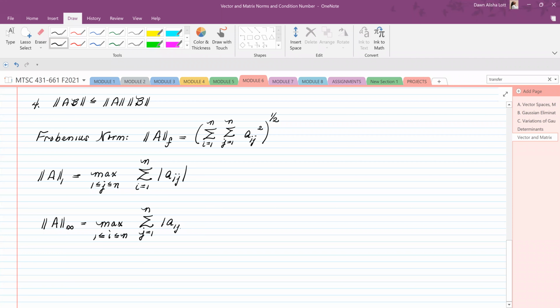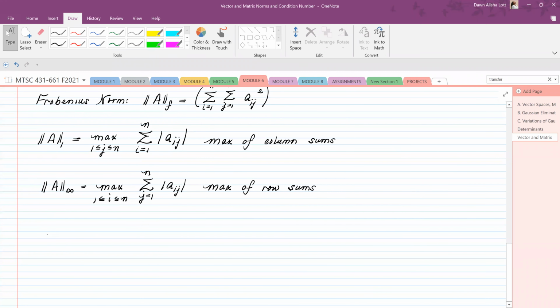Now I'm going to tell you, trying to remember all these things is crazy. The way I remember that the one norm is the max of the column sums is because the columns are vertical and so is a 1. The way I remember this is the max of the row sums is because rows are horizontal and so is infinity. Okay. So we have matrix A.